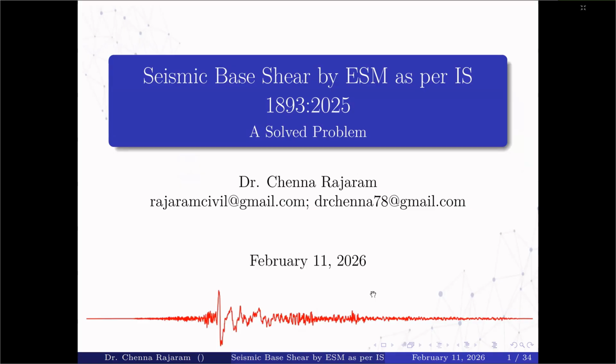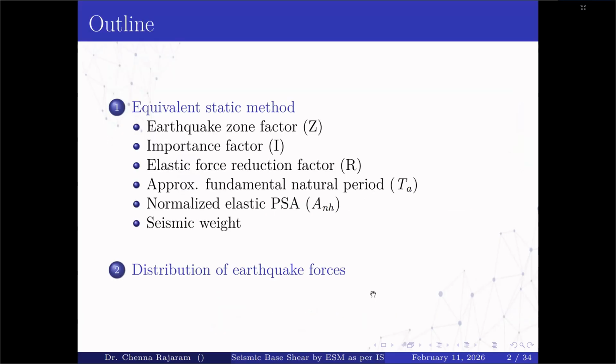Today's topic is how to calculate seismic base shear using the equivalent static method as per IS 1893 2025 with a solved example problem. In this video, I am going to explain the various parameters like earthquake zone factor, importance factor, elastic force reduction factor, approximate fundamental natural period, normalized elastic pseudospectral acceleration, seismic weight, and after calculating all these parameters using the equivalent static method, how the base shear is distributed onto each floor of the building.